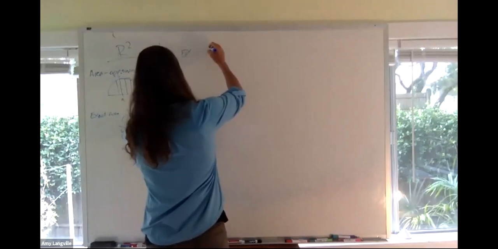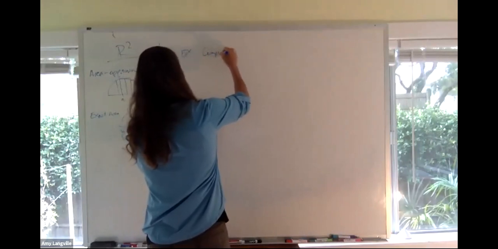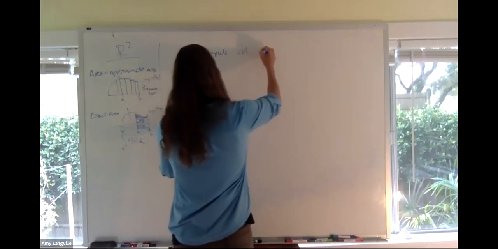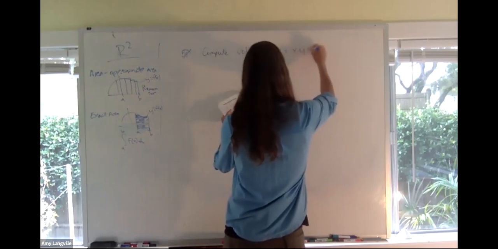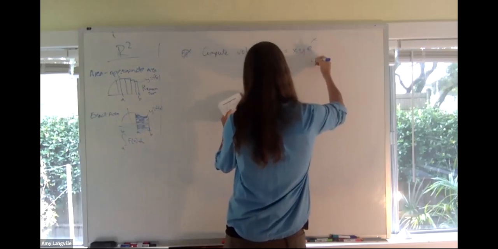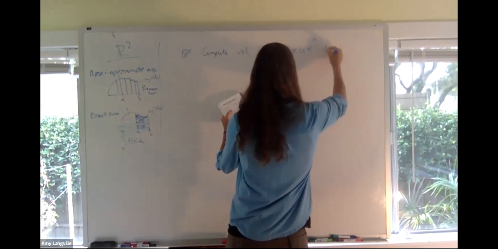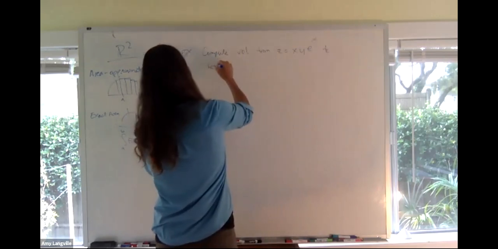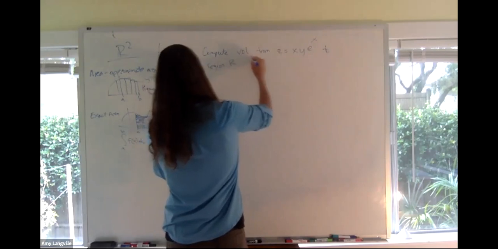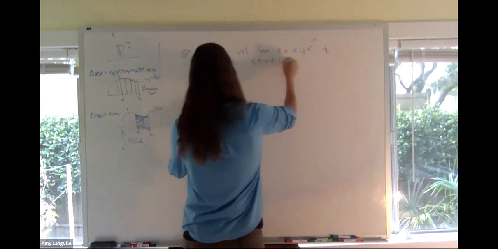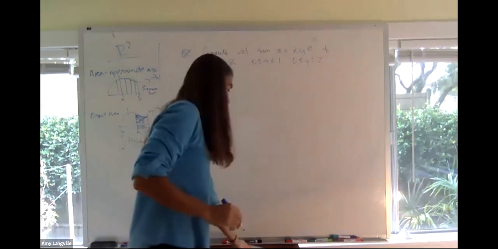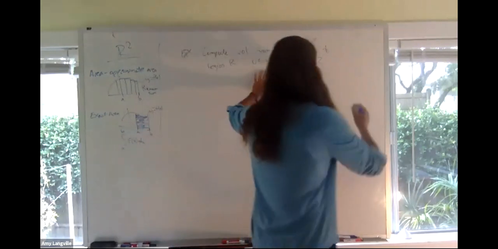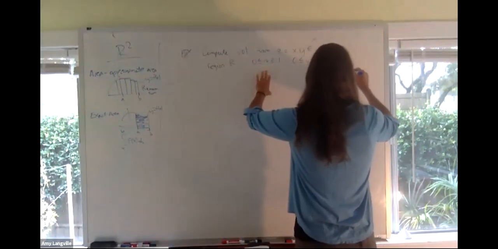Okay, let's do maybe one more here. All right, this says compute the volume under z equals x y e to the x over the region R, which is 0 less than or equal to x less than or equal to 1, 0 less than or equal to y less than or equal to 2. All right, again, we're starting off with nice simple regions R. It's easy to see that R is just a rectangular region. No problem.